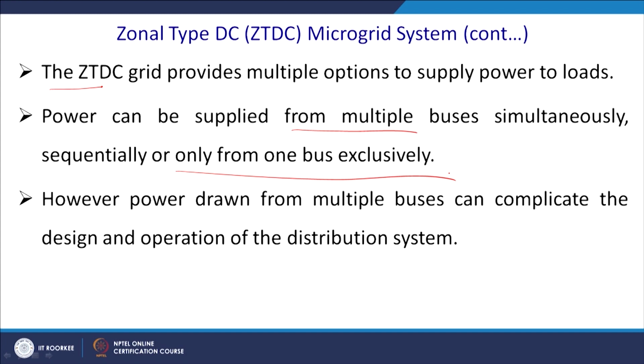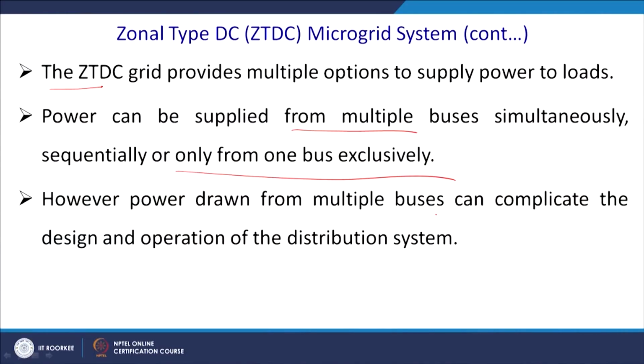So, there are many ways to configure it, and that flexibility gives the designer optimal loading of the different parts of your microgrid. However, power drawn from multiple buses can complicate the design and operations of the distribution network. Generally, we make a one-to-one correspondence. So, you are allowed to take power in normal circumstances from that particular bus, but if faults happen then you can deroute, and that is the contingency.